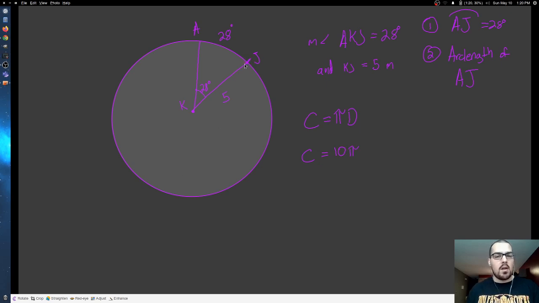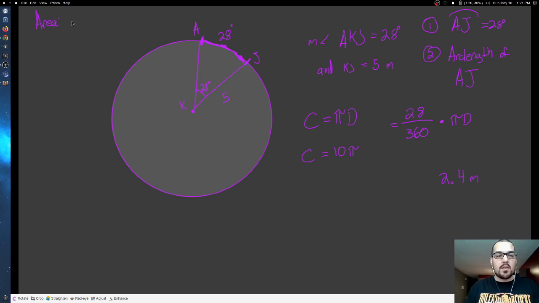I only have this portion of it, the portion that's determined by that central angle, or I only have 28 out of 360 degrees. So let me take 28 out of 360 and multiply that by the circumference formula. 28 out of 360 times 10 pi gives me 2.4-ish meters.